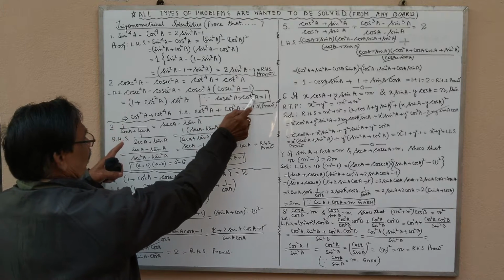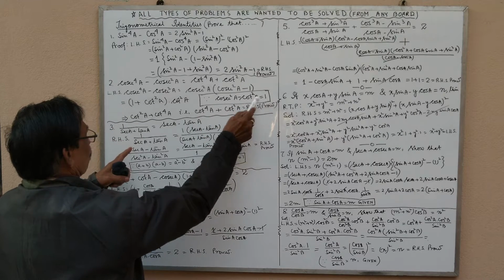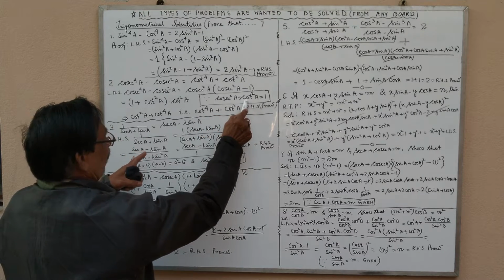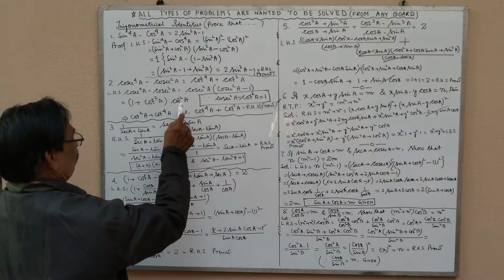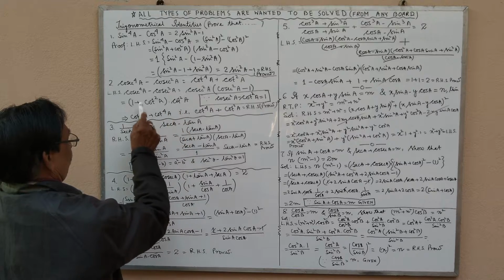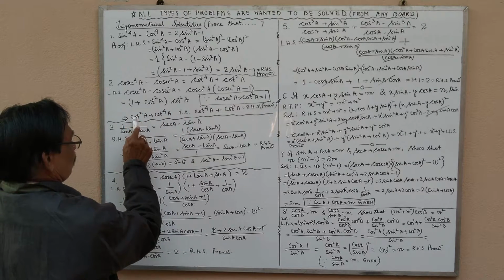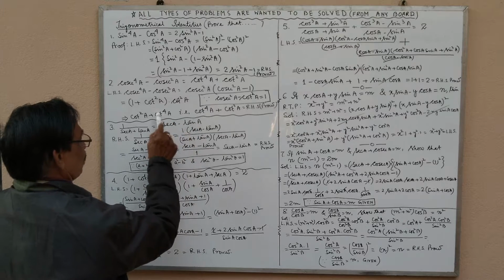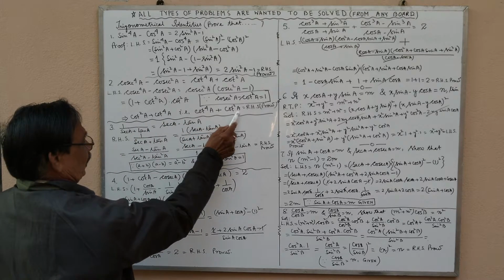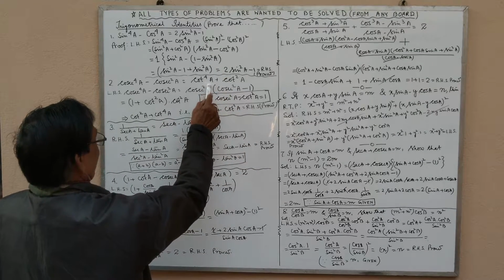We know that cosec²a minus cot²a equals 1. So cosec²a equals 1 plus cot²a. When it goes to that side, it will be plus. Now cot²a into 1 plus cot²a, which is cot²a plus cot⁴a. That is cot⁴a plus cot²a, which is the right hand side.